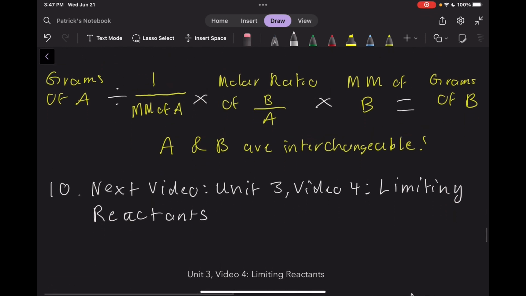In the next video, Unit 3, Video 4, we will introduce ourselves to limiting reactants.